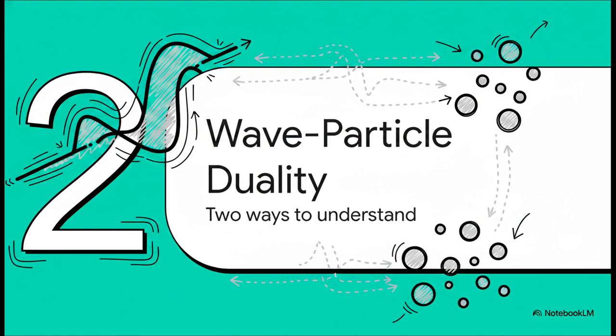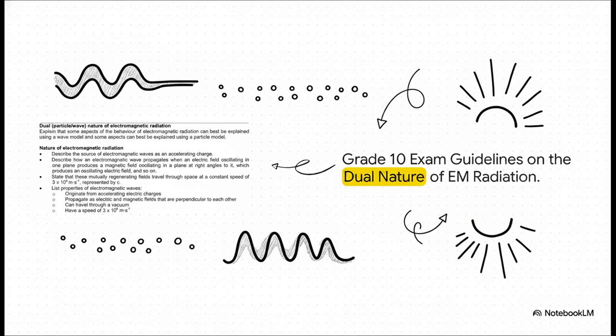Moving on to section 2, wave-particle duality, or two ways to understand light. What's really wild here is how physicists actually describe this radiation. For the longest time, the brightest minds in science argued endlessly over what light actually was. Is it a wave? Is it a particle? Looking directly at the exam guidelines, you've got to explain that it's actually both. Some aspects of electromagnetic radiation are best explained using a wave model, and some aspects make way more sense using a particle model. It's not just one or the other. We call this the dual nature of electromagnetic radiation.